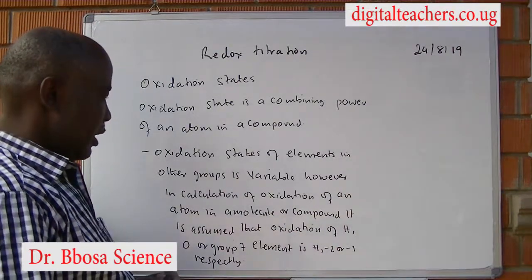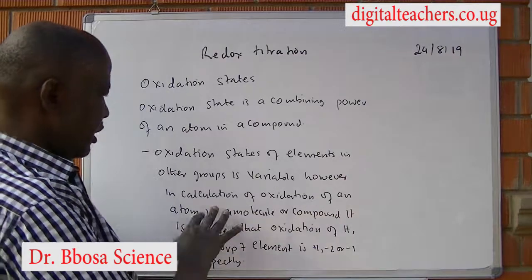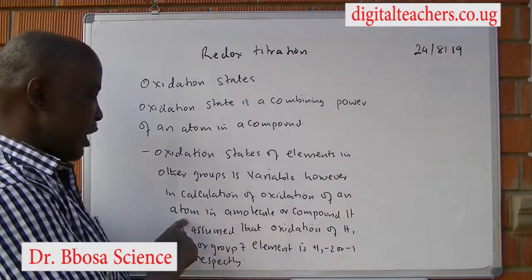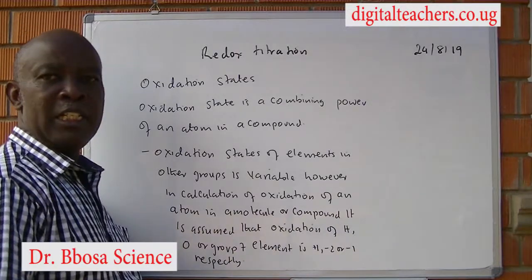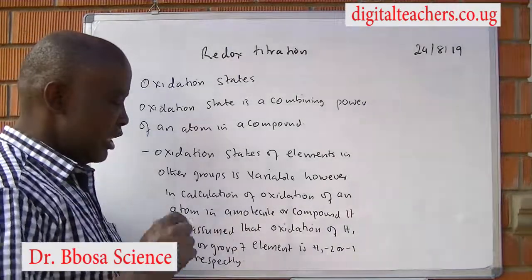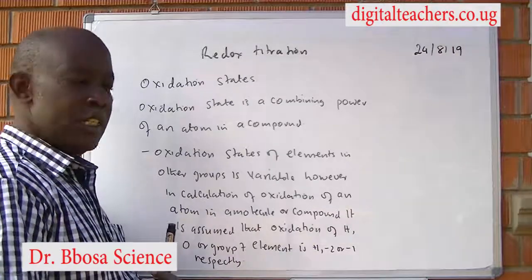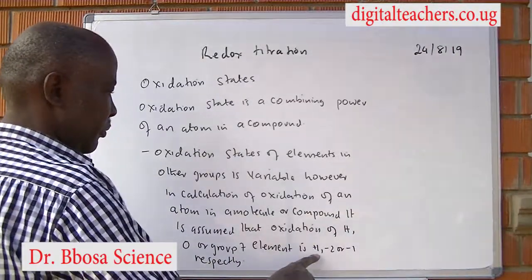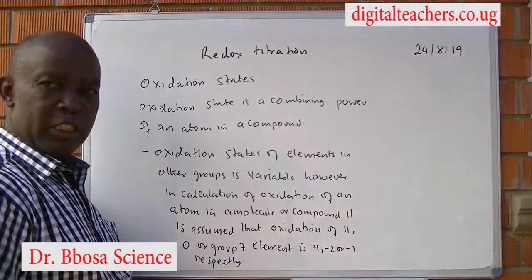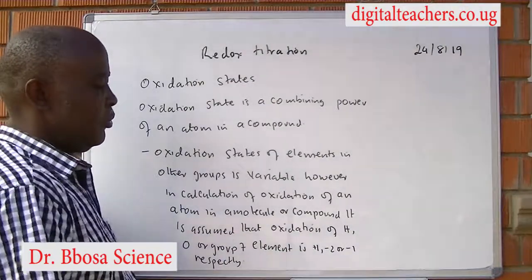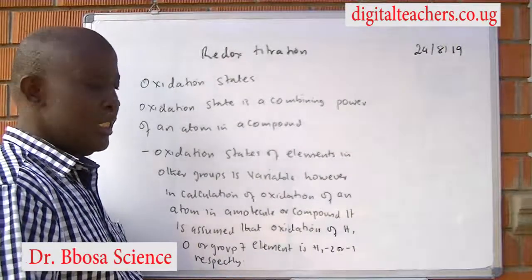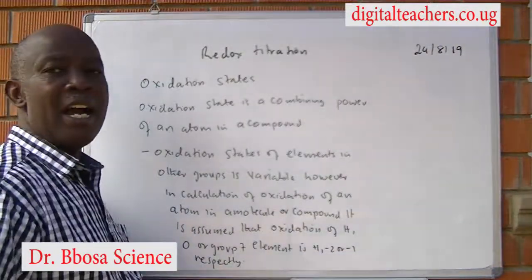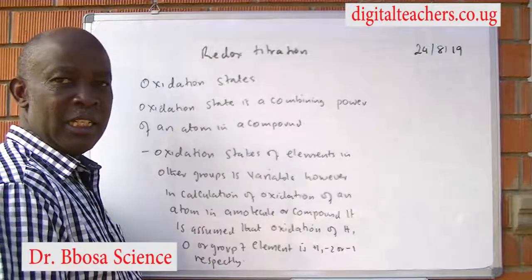However, in the calculations of the oxidation state of an atom in a molecule or a compound, it is assumed that the oxidation state of hydrogen is positive 1, oxygen is negative 2, and the oxidation state of group 7 elements is negative 1, unless otherwise stated.